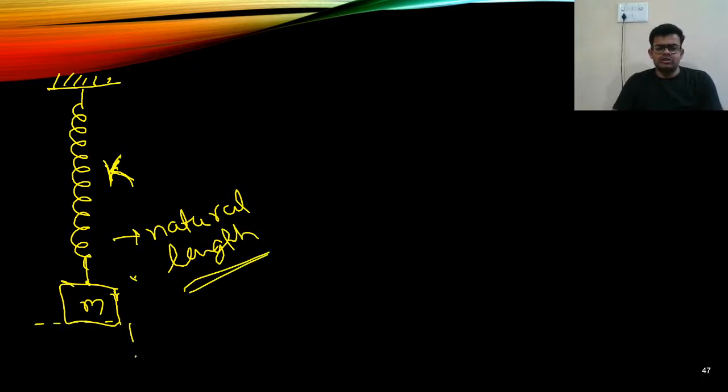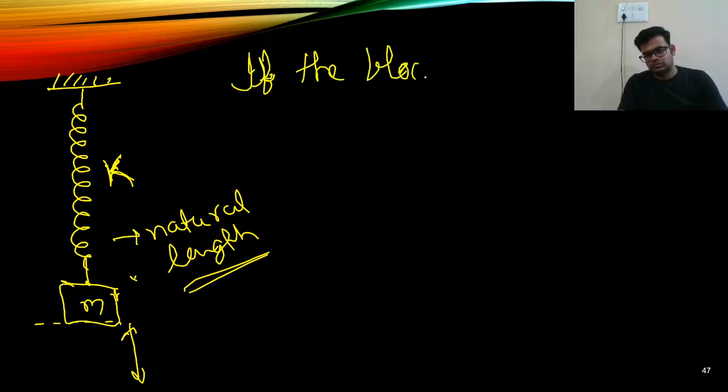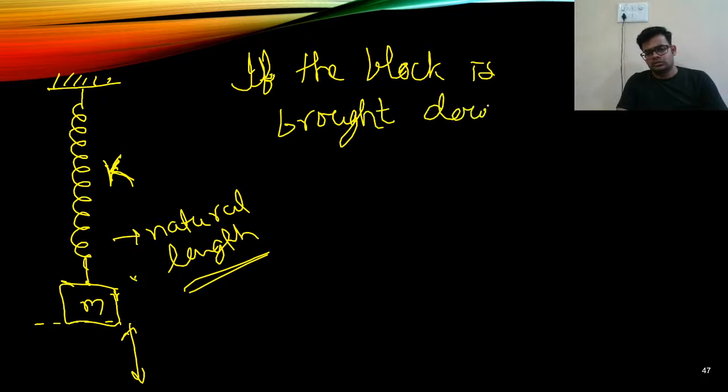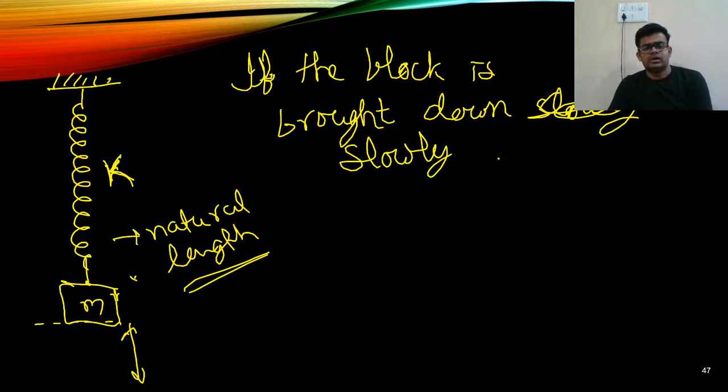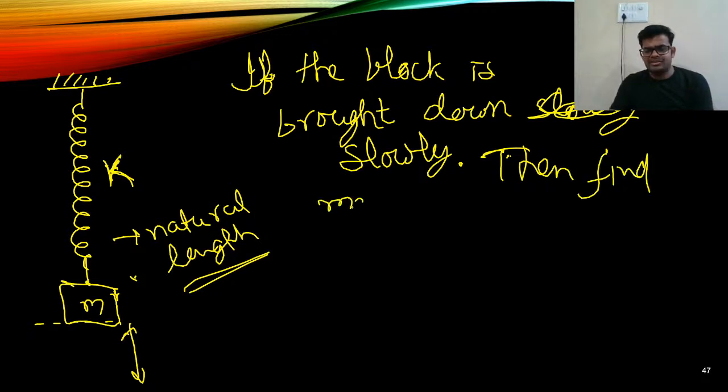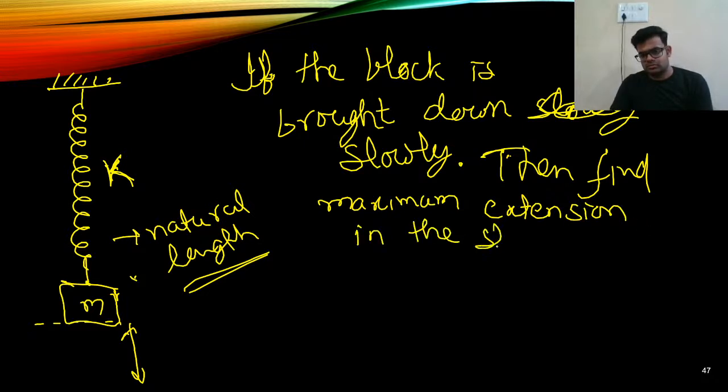Now this block is brought down. So here I am writing: if the block is brought down slowly. Slowly means there is no change in kinetic energy. So I am writing here, brought down slowly. Then find the maximum extension in the spring. You need to find this.